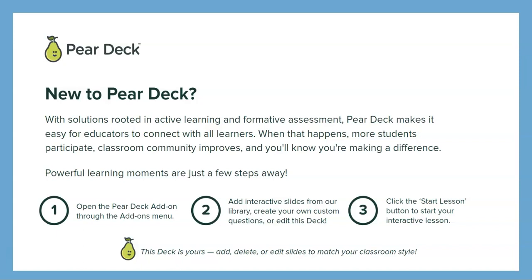So this is just a few little takeaways from this. Pretty much how to start Pear Deck, got to have it as an add-on, how to make it more interactive in your classroom, and how to get the lesson started.